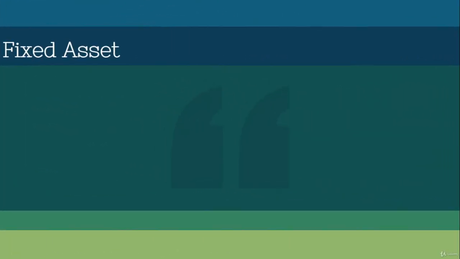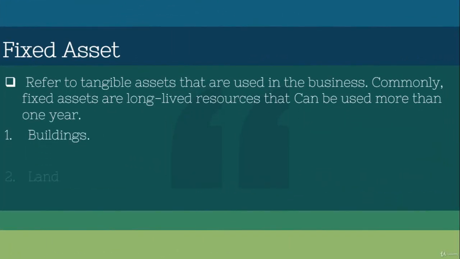And the next one, the fixed asset. A fixed asset means it's more than 1 year. It's long lived resources. We commonly say that with long lived resources, within 1 year we cannot get back the asset. It takes more than 1 year. For an example, we can say buildings, land, equipment, furniture. We can't easily sell a building. It takes a long time, as with land and equipment. So those things are called fixed assets.